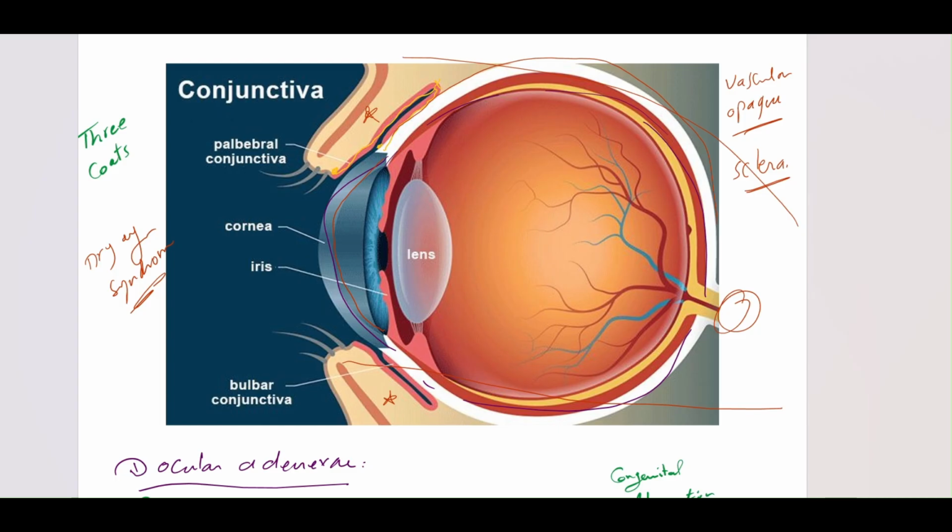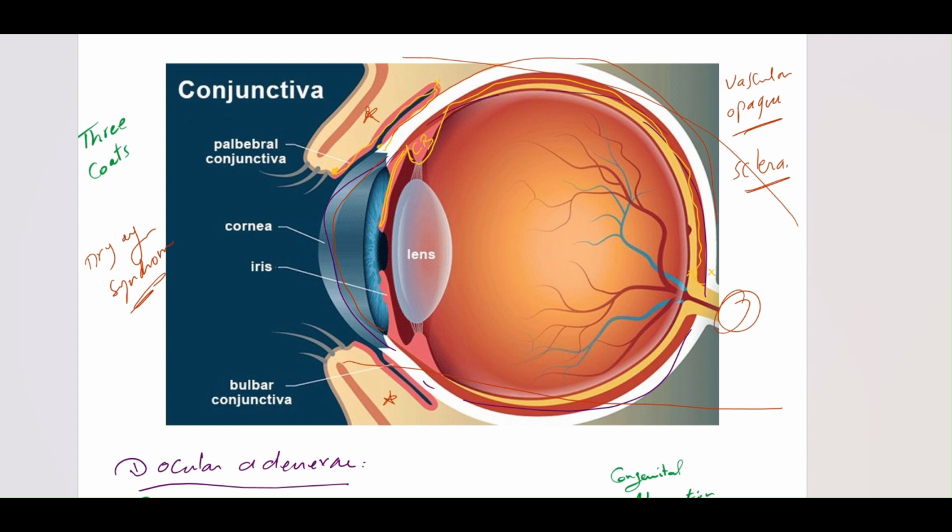The uveal tract here, it is a red structure sandwiched between the yellow structure and the white structure. It starts from the back as what's called the choroid, and it's lining the inner surface of the sclera. In this area, it bulges and forms what's called ciliary body, and the ciliary body has an attachment which is called the iris.